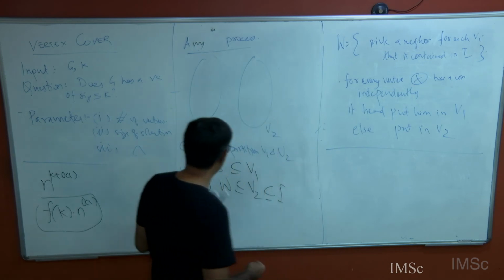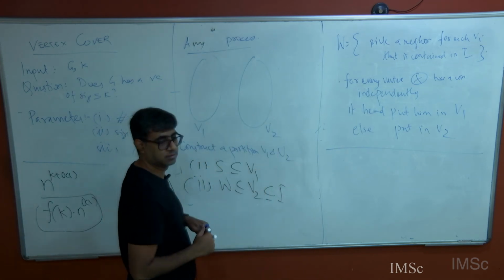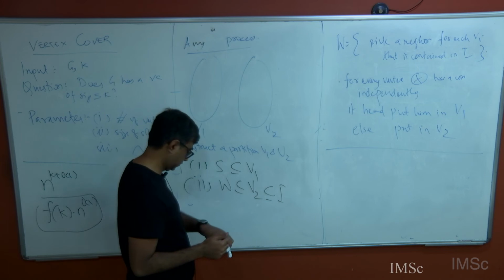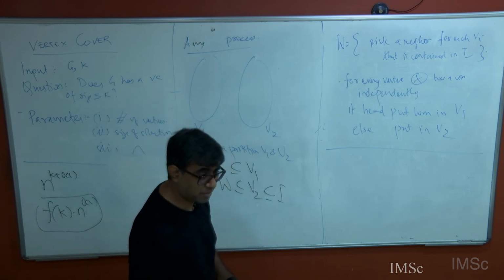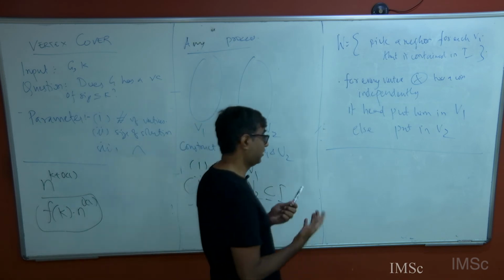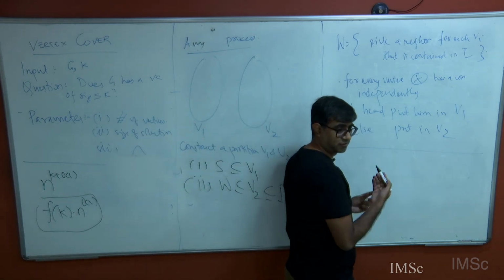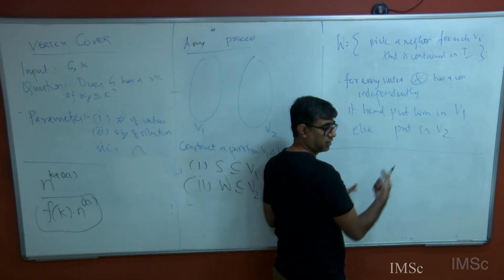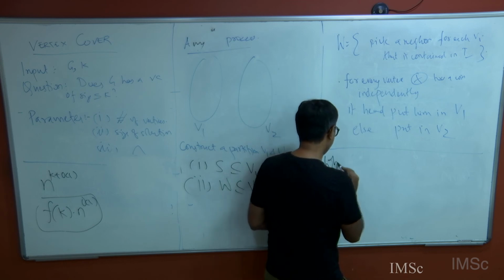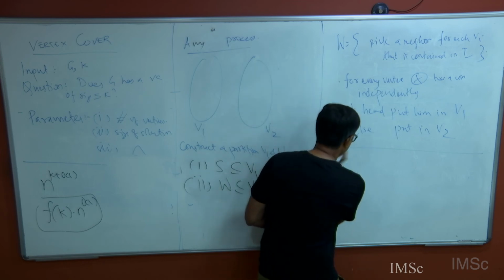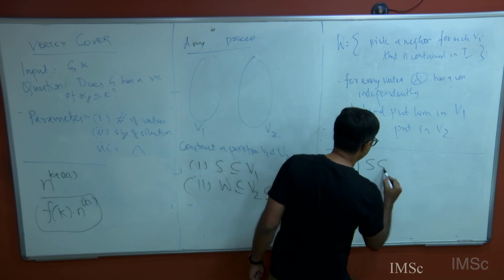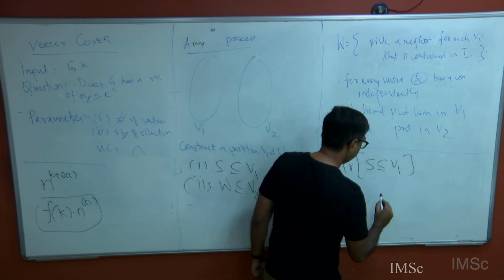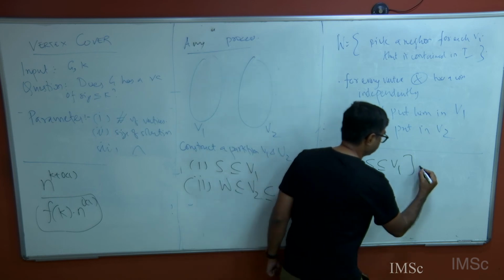Now I want to compute the probability of this happening. Have you seen randomized algorithms? Even if you have not seen them, there's nothing to it. I gave you a process and I'm asking what is the probability. So what is the probability that S is contained inside V1?